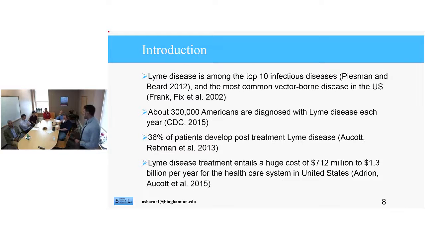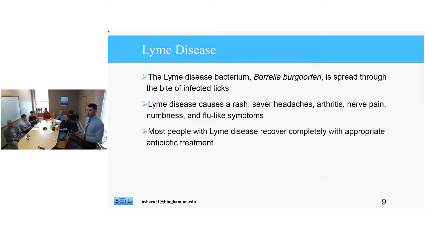Lyme disease is among the top 10 infectious diseases and is the most common vector-borne disease in the United States. About 300,000 Americans are diagnosed with Lyme disease every year, and 36% of them develop post-treatment Lyme disease, which entails a huge cost. All these facts made us look at this complex system and develop a simulation model to propose interventions.